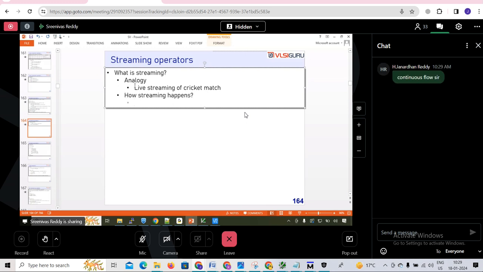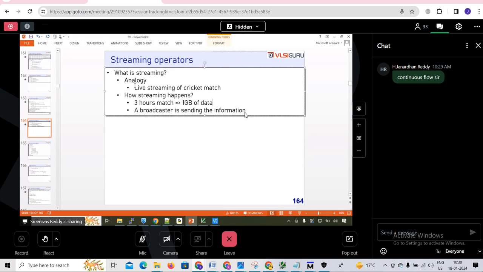It is a broadcaster sending the information, which has some data. Assume a 3 hours match, and assume it is 1 gigabyte of data. Just taking an assumption, okay. Can you see the whole cricket match in one frame, just like a photo?